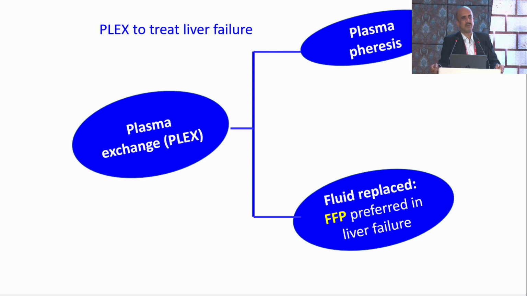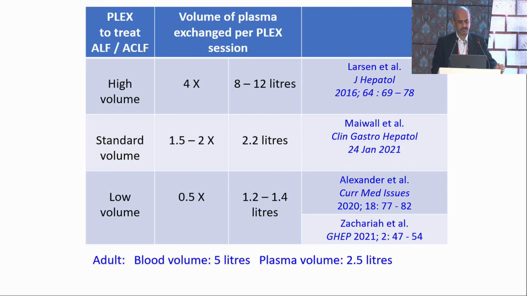So what is plasma exchange? Basically, there are two steps to this. One is to remove plasma from a person who's in a state of ill health and to replace that with a fluid. In liver failure, the replacing fluid is fresh frozen plasma or FFP. So plasmapheresis plus replacement with this fluid is together termed plasma exchange, and we call it PLEX.